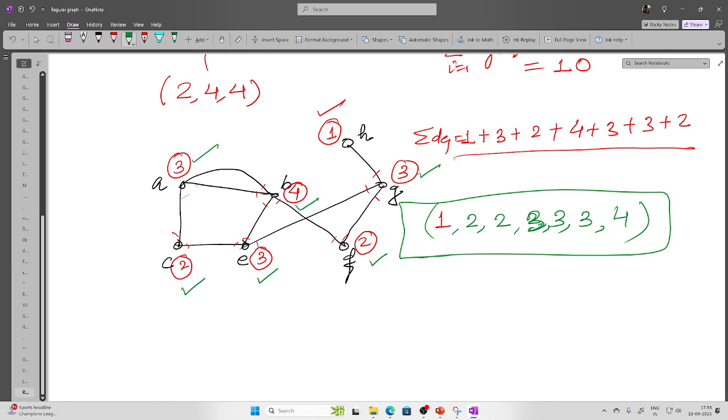Okay. So in this lecture you have learned about regular graphs, what a k regular graph is, what a degree sequence is, and how to find the total degree of any graph. So in this lecture, that is all up to this point.